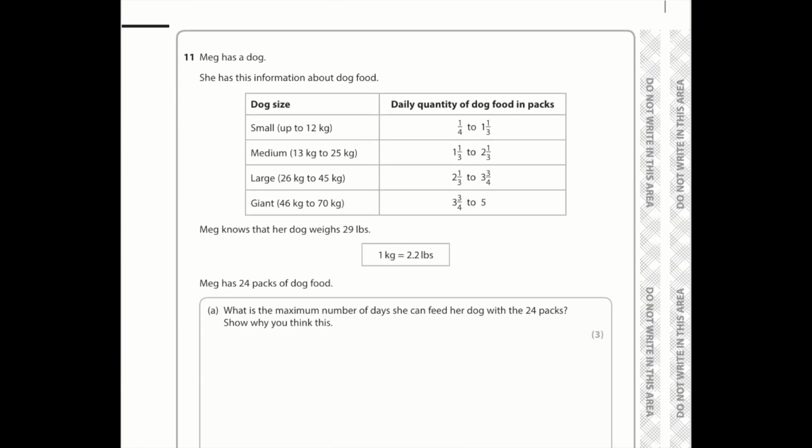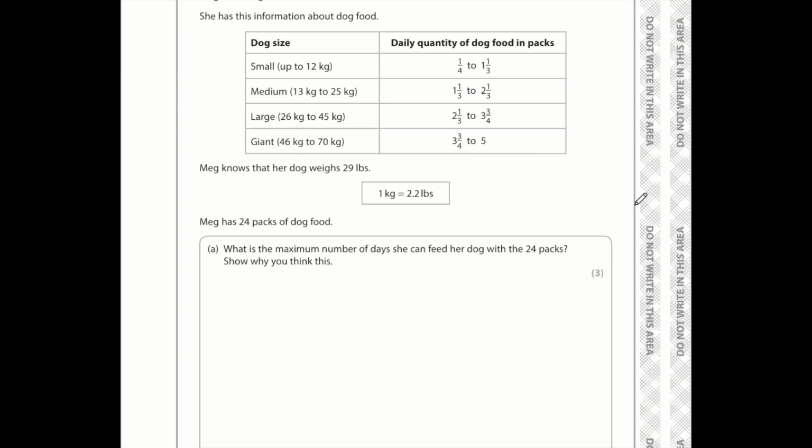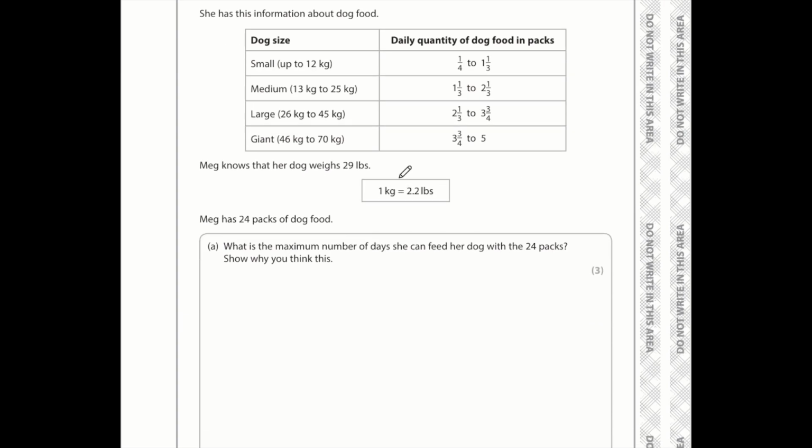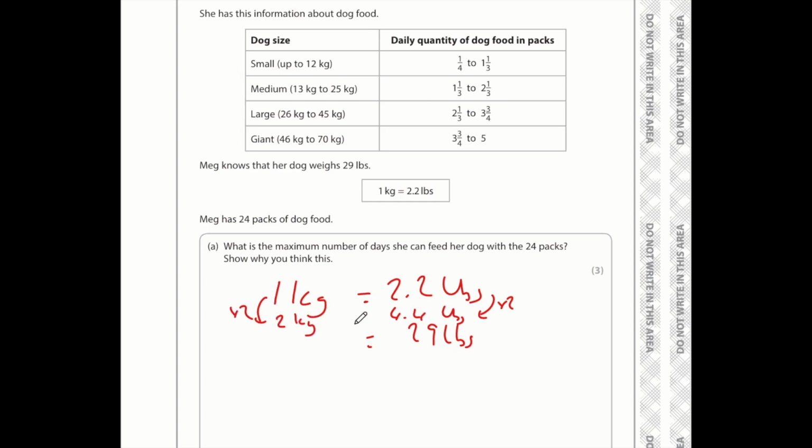Okay, question number 11 about Meg and her dog. So her dog weighs 29 pounds, so we need to turn 29 pounds into kilos. So we know that 1 kilo is 2.2 pounds, and we want to work out what 29 pounds is. Let's say if it was 4.4 pounds, this would be quite easy because we are doubling this number, then that would be doubling the 1 kilo to get 2 kilos.